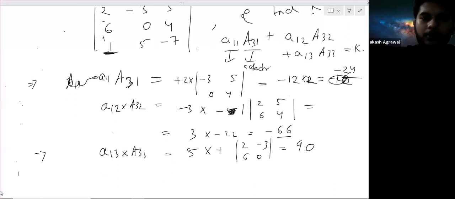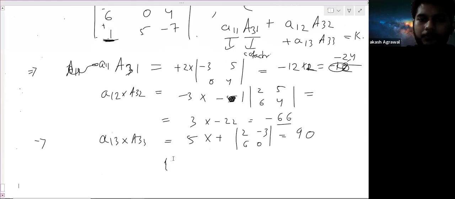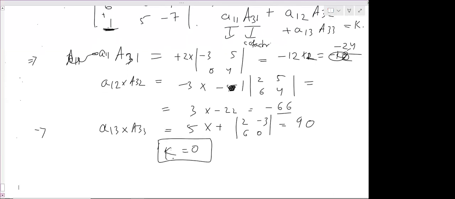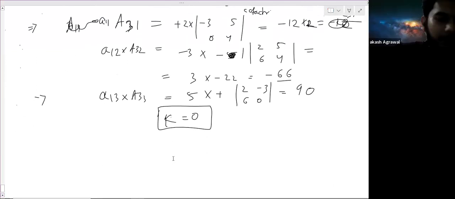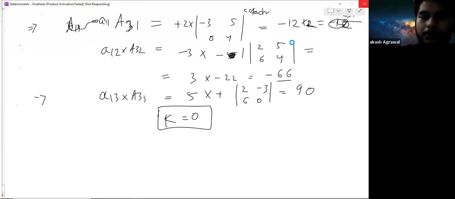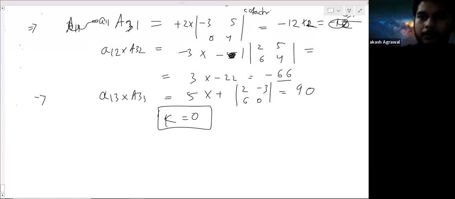Now you can find all the cofactors also. Yes or no? Yes, sir. Finding cofactors is one of the most important skills in matrices because of the next topic. What is the next topic? Just a minute, let me open a new page.